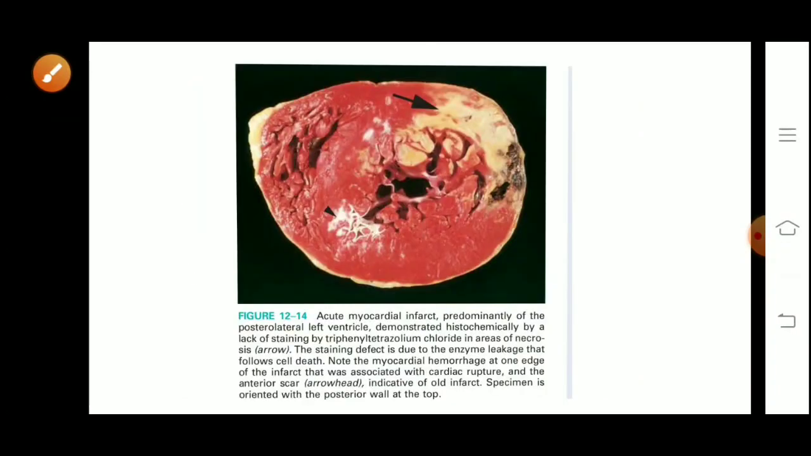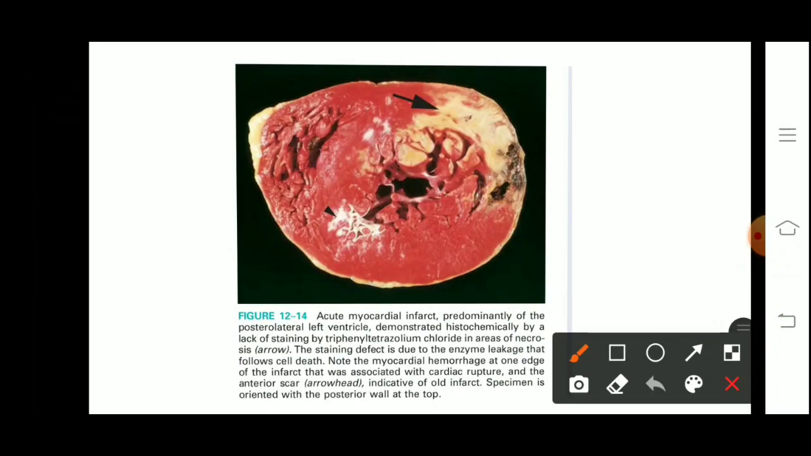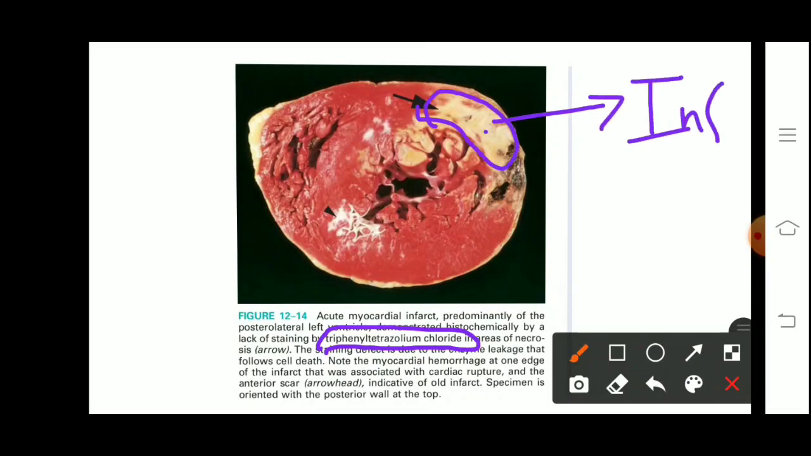Now this is also taken from your Robbins book. You can see here one stain is used, which is triphenyl tetrazolium chloride. I am highlighting this. You can see here there is a pale whitish colored area which is situated here. This is the area of infarction. Okay, this area had undergone myocardial infarction.